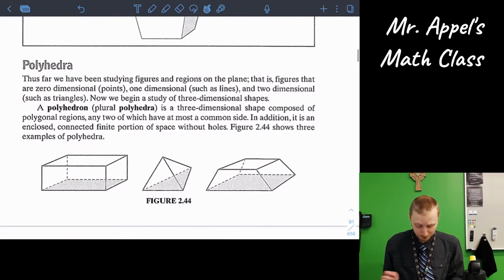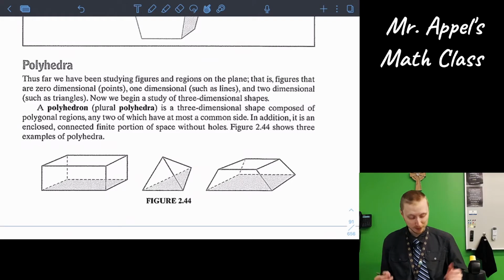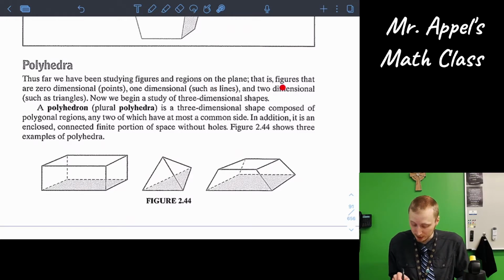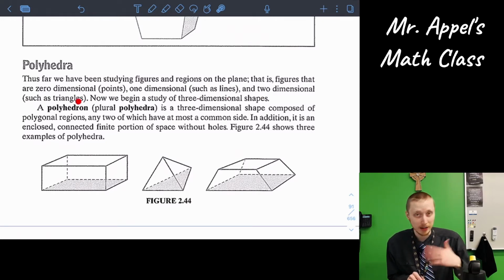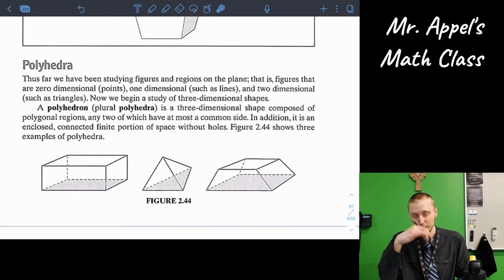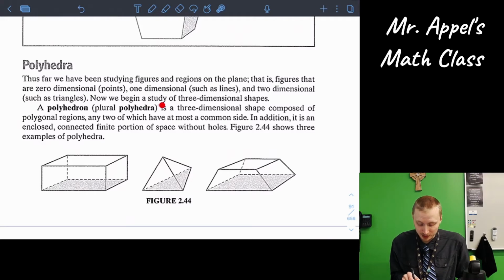So, first up, some new terms. Polyhedra. Thus far, we have been studying figures and regions on the plane. That is, figures that are zero-dimensional points, one-dimensional lines, and two-dimensional, such as triangles and the other polygons. All right? Anything you could draw on a sheet of paper. Now we begin a study of three-dimensional shapes. Right? And this makes it much more difficult to truly draw on paper.